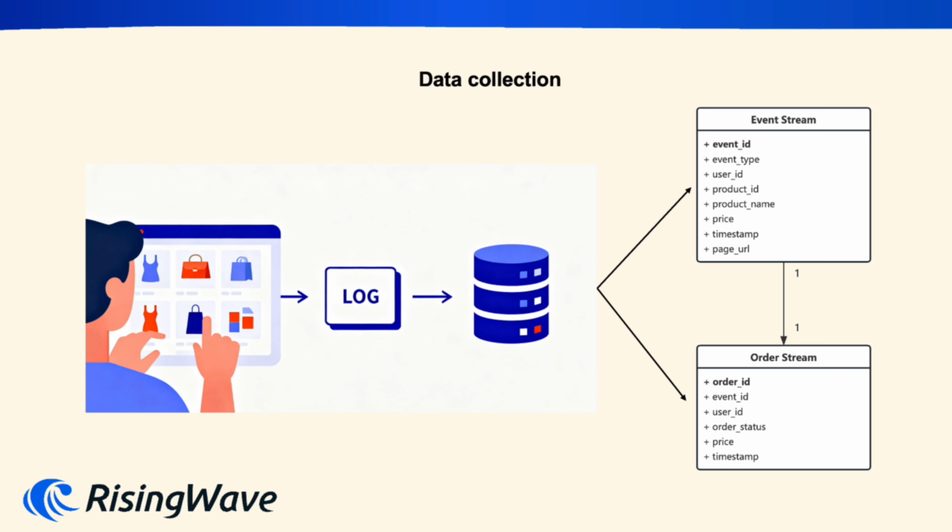For the convenience of this demonstration, I have pre-generated 15,000 sessions using a Python script. These sessions simulate various behaviors that users might exhibit while browsing the shopping platform. And from these behaviors, event stream and order stream data are generated. These data will be input into Kafka and then received by the RisingWave database.